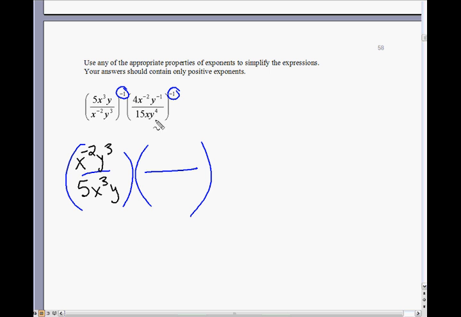Same thing for the second factor. Everything here in the denominator, because of the outside negative exponent, will become the numerator, and everything here in the numerator will be in the denominator. Okay, before we can really clear these parentheses, we should simplify inside.